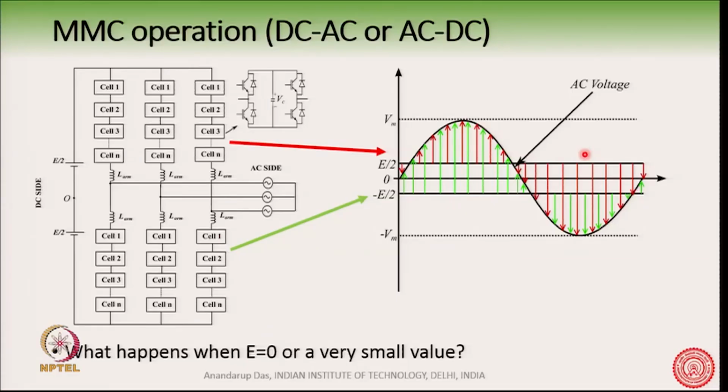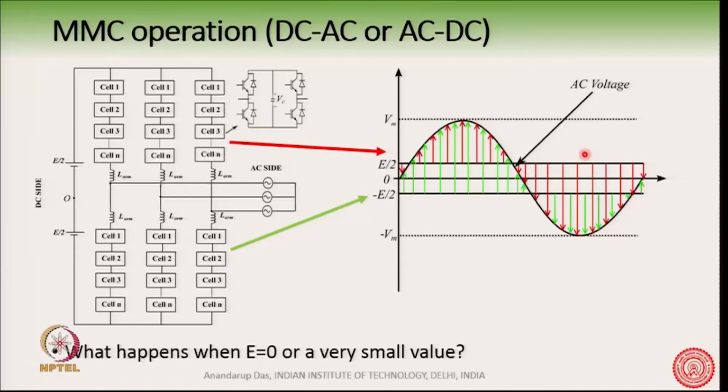When will it happen? It will happen during a short circuit on the DC bus. Say for example, we have an HVDC line, a bipolar HVDC line, and we have a pole to pole fault. This is a condition where E becomes 0 or a very small value. But during this short circuit fault, when E has become close to 0, this converter can still support.